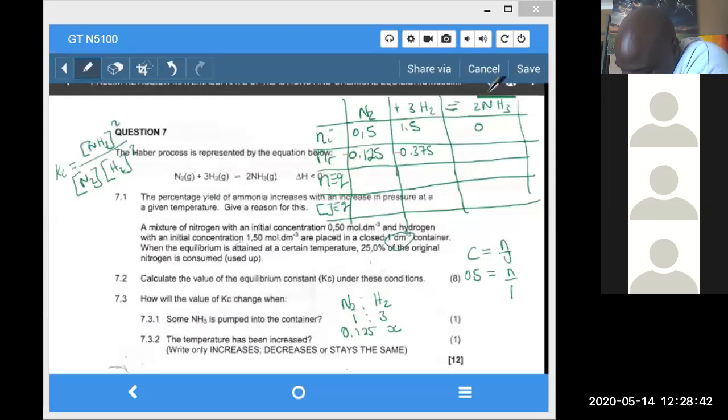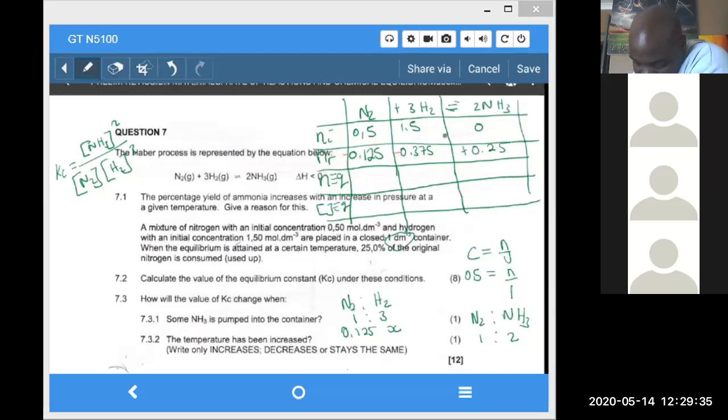So how much do we have at equilibrium? For ammonia, it's simple and straightforward. It's going to be 0.25. For hydrogen, it's 1.5 minus 0.375, which is going to be 1.125. And for nitrogen, it's going to be 0.5 minus 0.125, which will give you 0.375. Now remember, you need the concentrations at equilibrium so that you can substitute those values into your Kc.